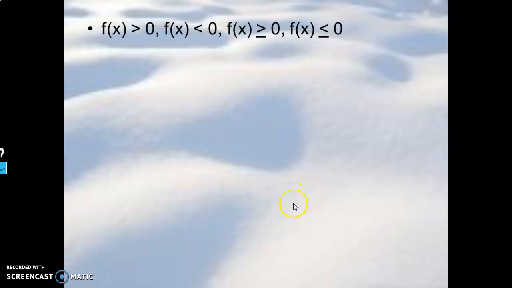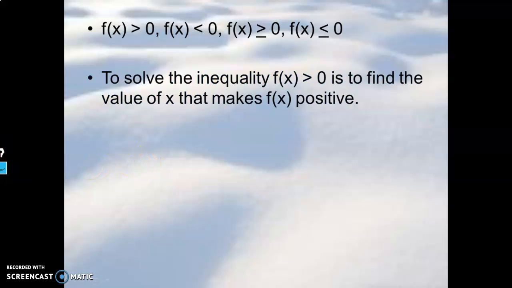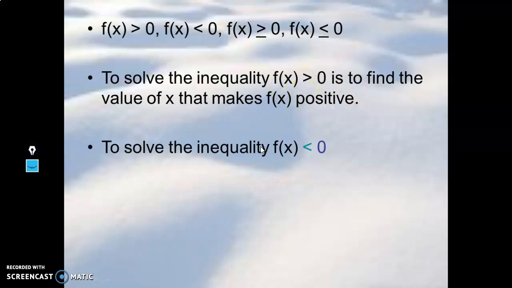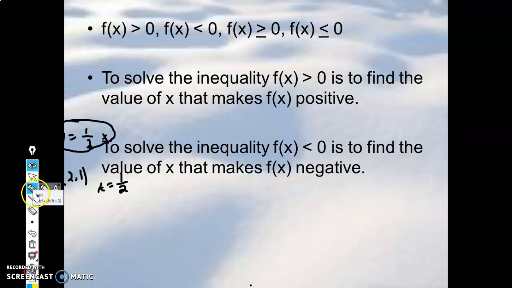Anyhow, so we remember what inequalities are: greater than, less than, greater than or equal to, less than or equal to 0. It's easiest to figure out inequalities when you're comparing to 0, because when you're comparing a function to 0, you're essentially saying, is it above the x-axis or below the x-axis? So if it's greater than 0, we're looking for where it's positive. In other words, where is it above the x-axis? If it's less than 0, it's where it's below the x-axis.